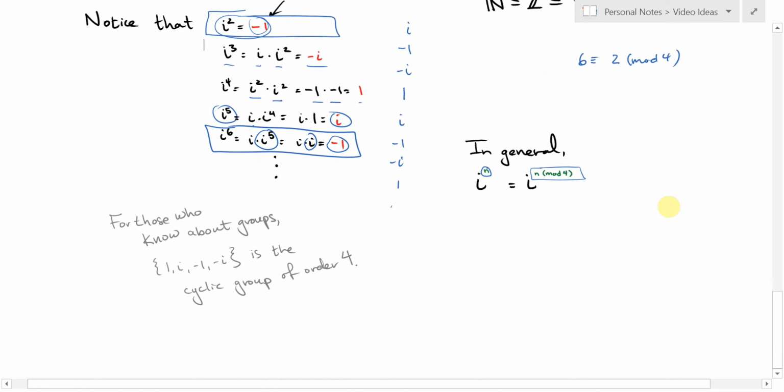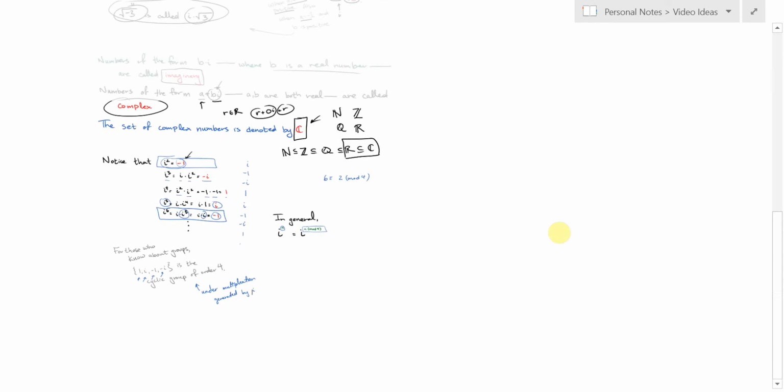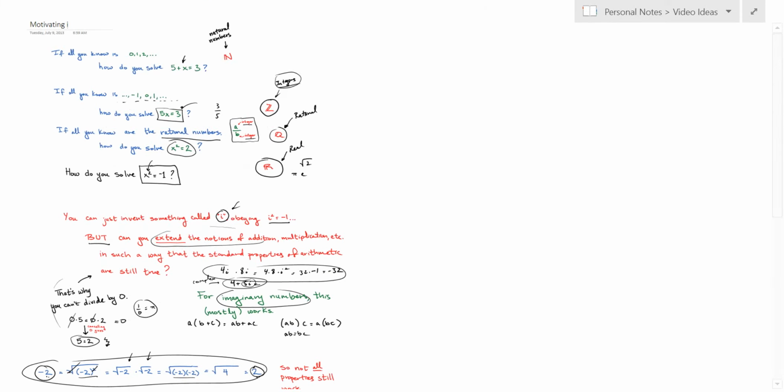And for those of you who know about groups and remember enough from group theory class, those numbers 1, i, negative 1, and negative i, they actually form a group. They're closed under multiplication. So they form a cyclic group of order 4 under multiplication. And if it's cyclic, it means it's generated by one element, and it's generated by i, by the number i. So that's a pretty nice picture there, and I guess that's all I wanted to say in this video.